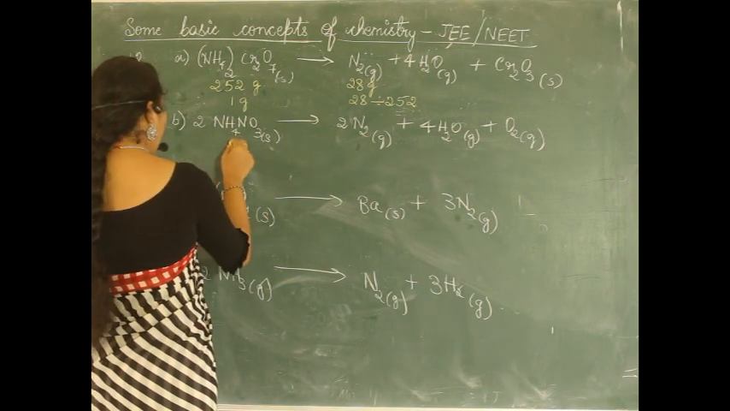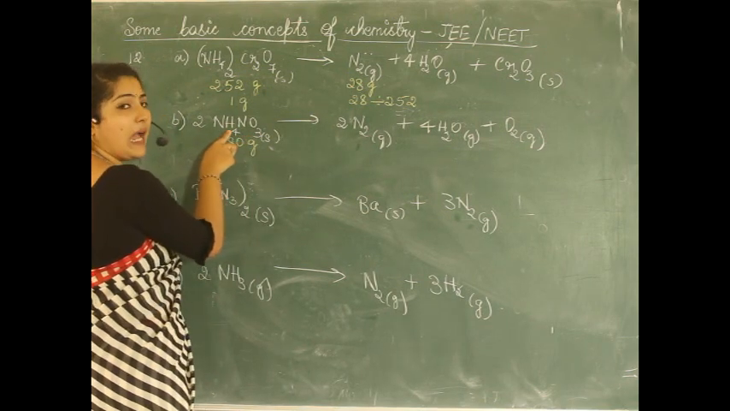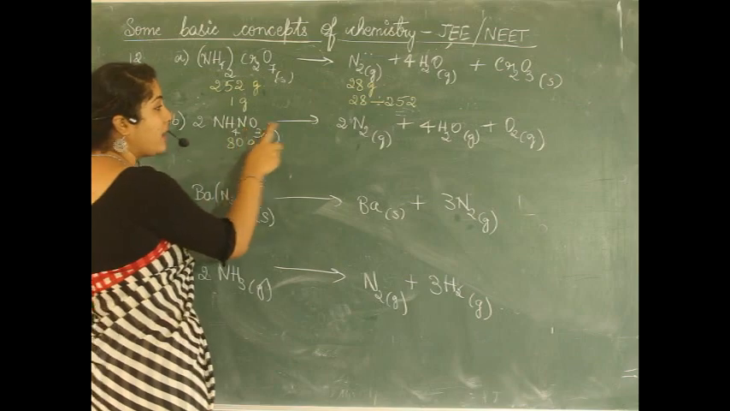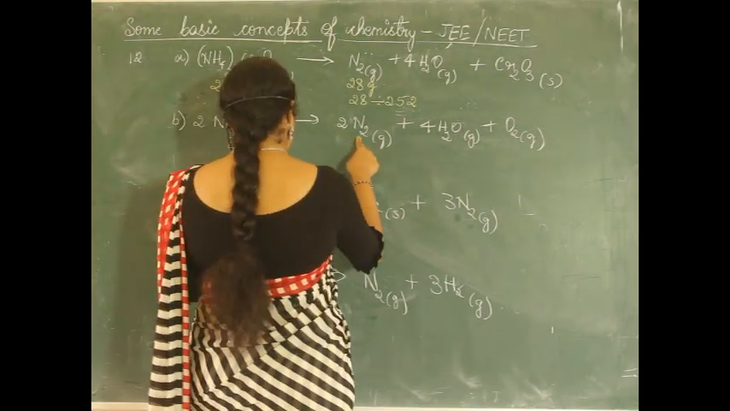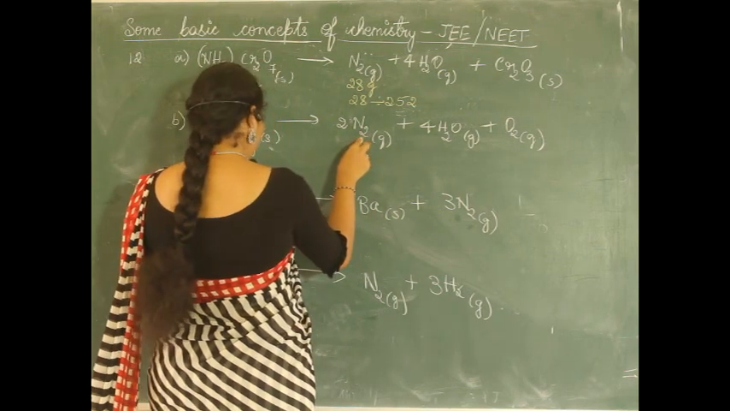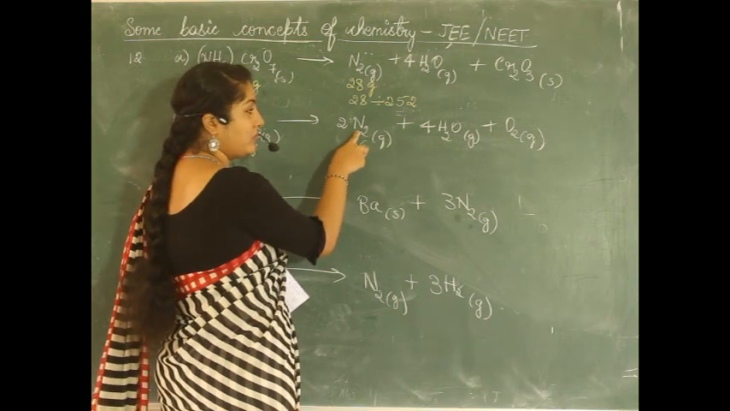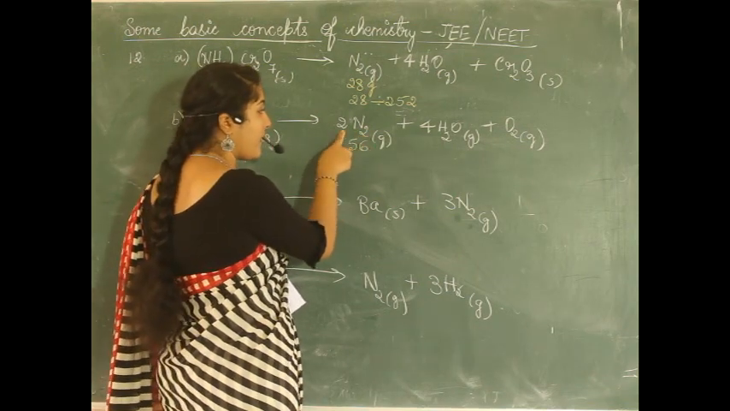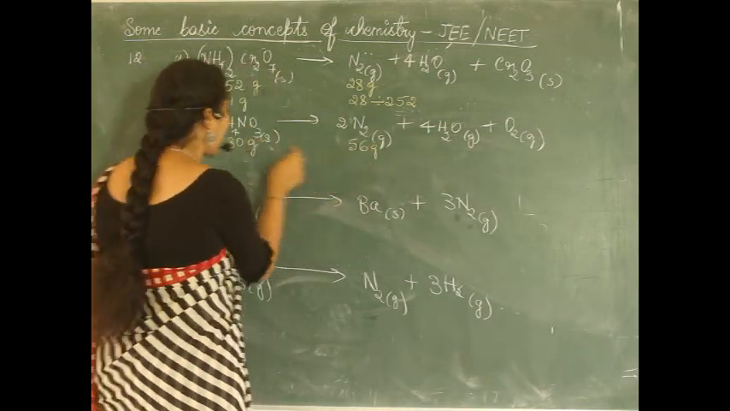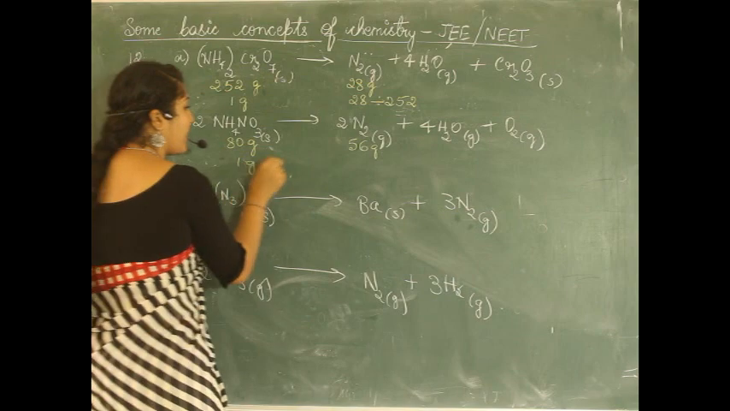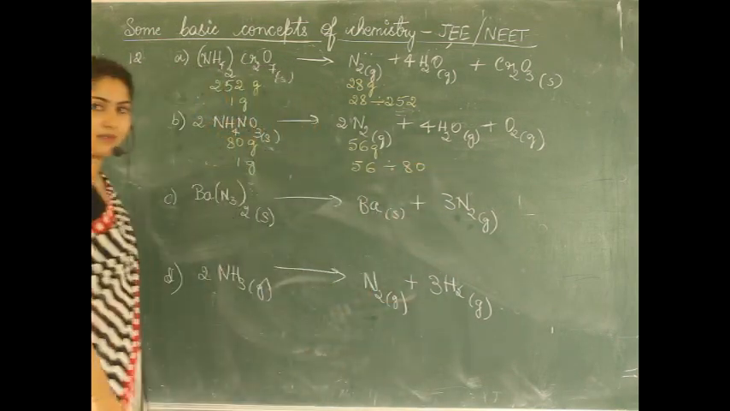Ammonium nitrate. Again, if you substitute the values of nitrogen as 14, hydrogen 1, again nitrogen 14, you get 80 gram. 80 gram produces how many? Nitrogen 2, 14 twos are 28, 28 twos are 56 gram. So 80 gram can produce 56 gram. Therefore, 1 gram can produce 56 divided by 80 grams.